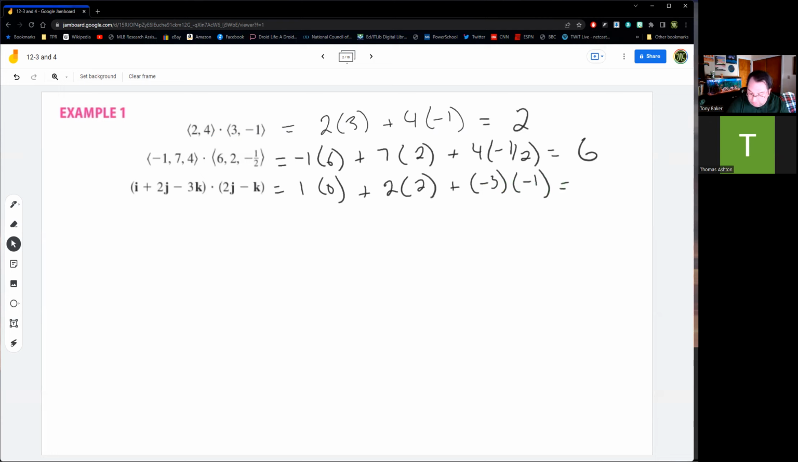So 4 minus 4. This one ends up being, wait. Oh, that's plus 4. Oh, plus 3. I'm doing addition and screwing up my multiplication. So that's 7, not 0. Negative 3 times negative 1 is not 4.